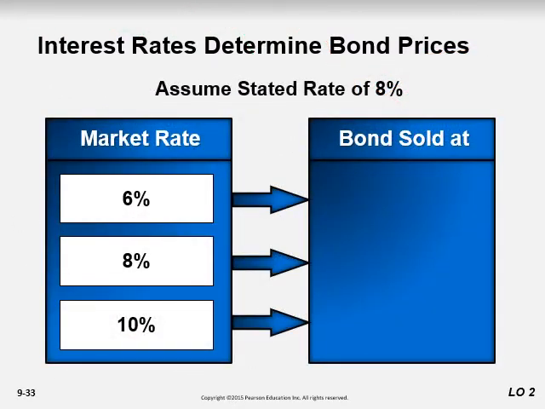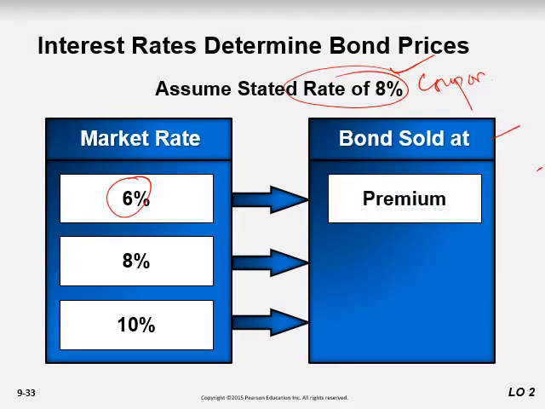Okay, so here we go. This is very nicely explained here. So assume the stated rate. What do we mean by stated rate? It is the coupon rate, right? So if the coupon is 8%, which means the company is giving you a higher rate, and the market rate is 6%, the market is giving you less, then the bond will be sold at a premium, right?